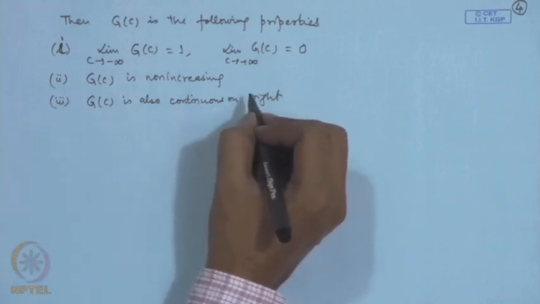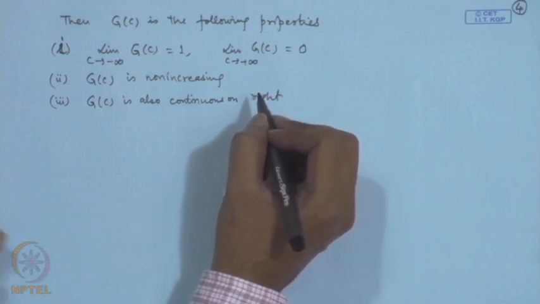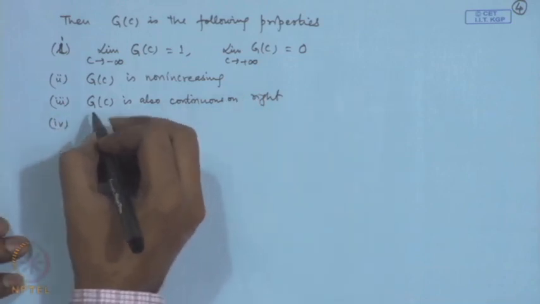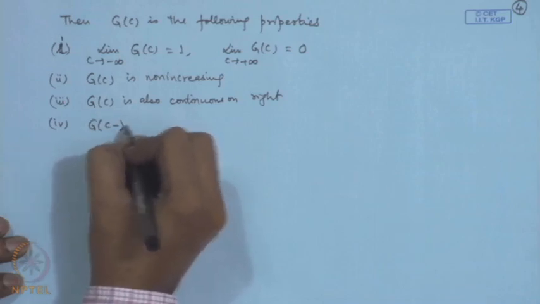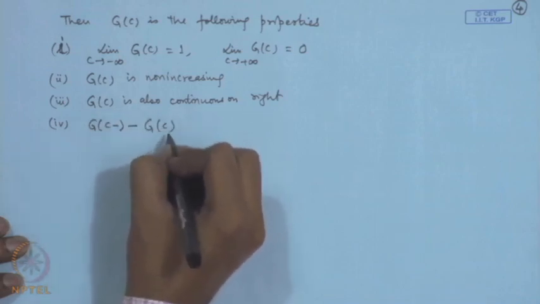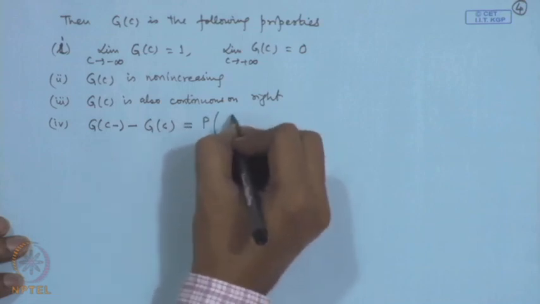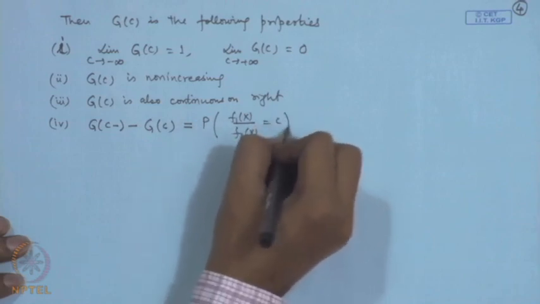So, these properties follow because 1 minus alpha c is a cumulative distribution function. Further, if I consider the left hand limit at G c minus the value at c, this is nothing but the probability of f 1 by f naught is equal to c.